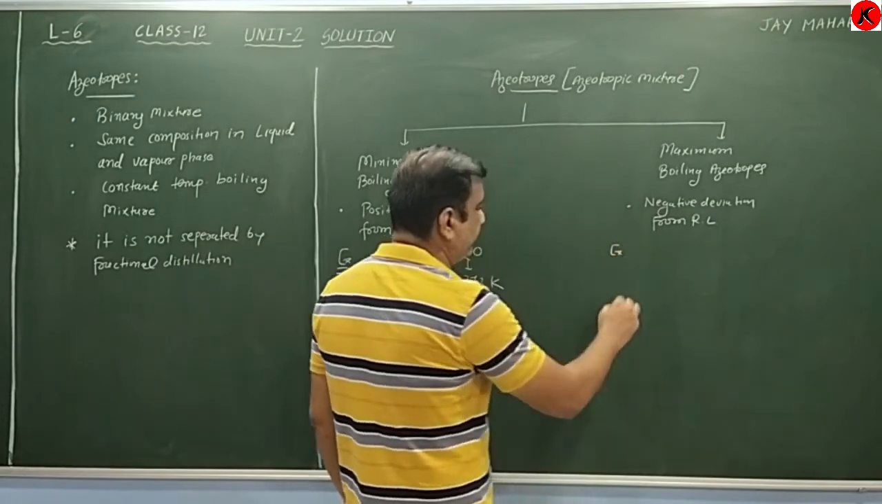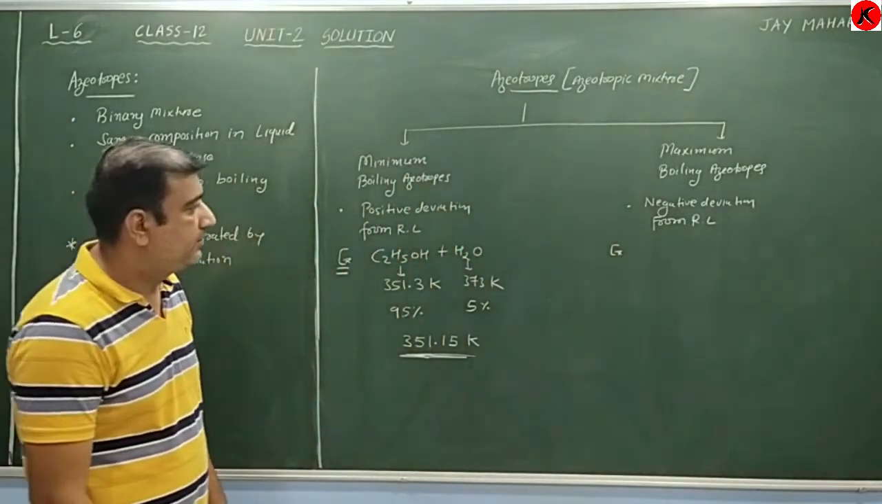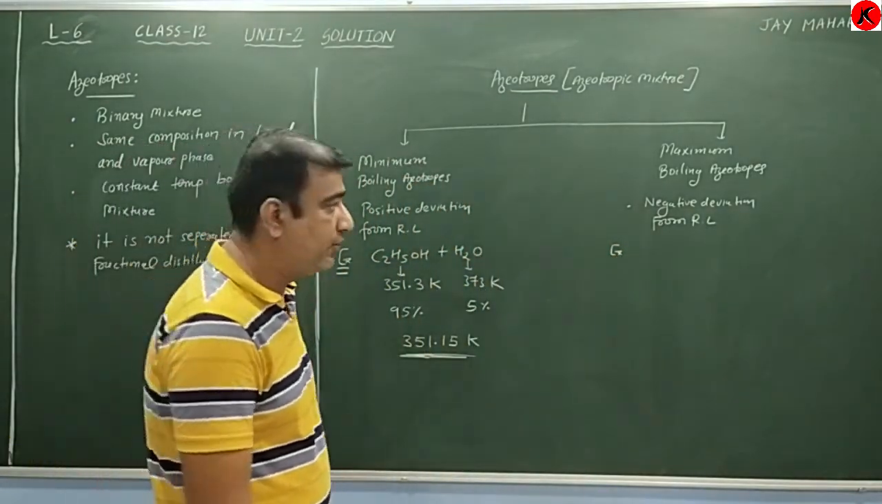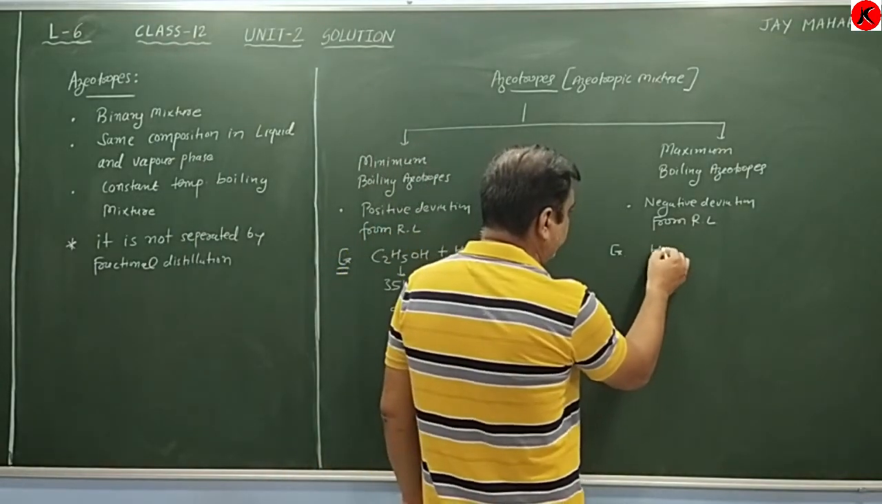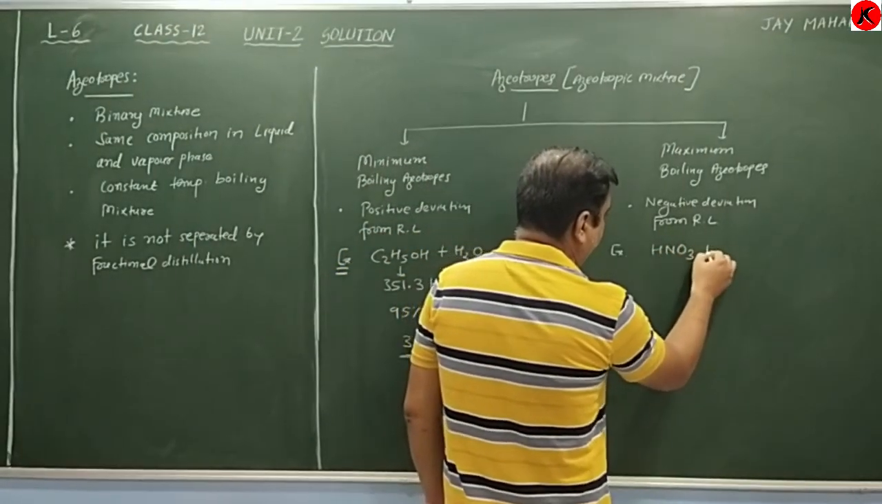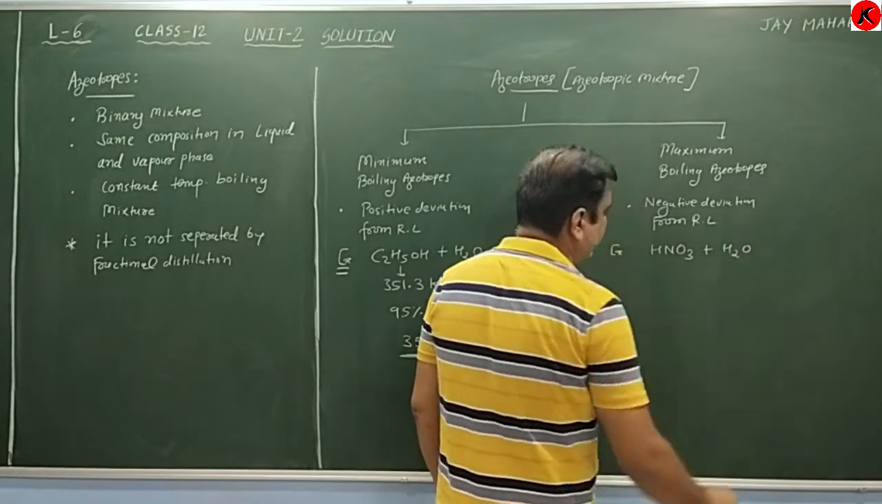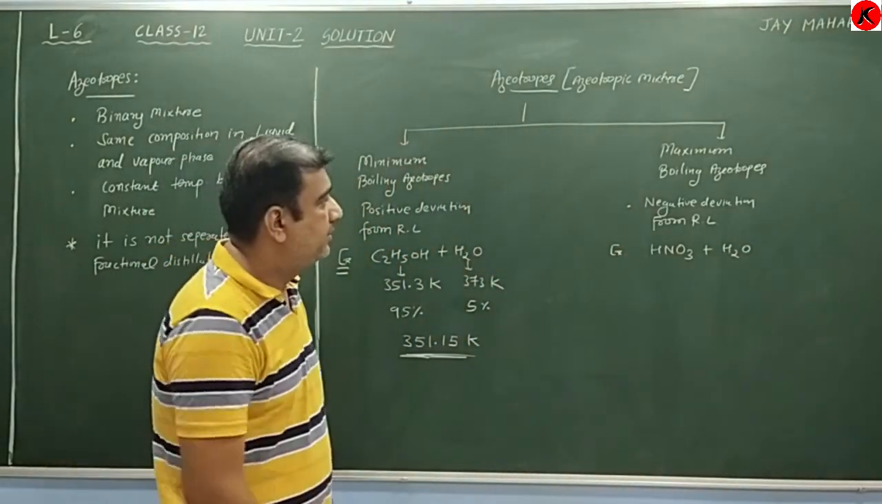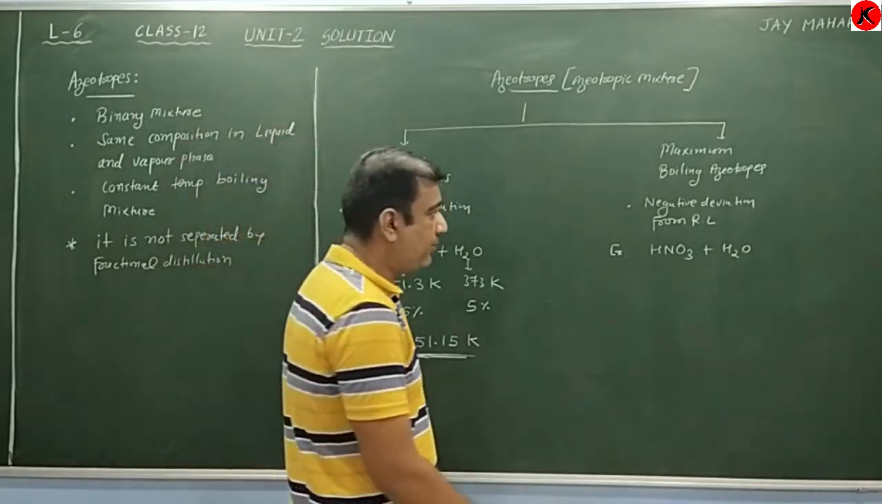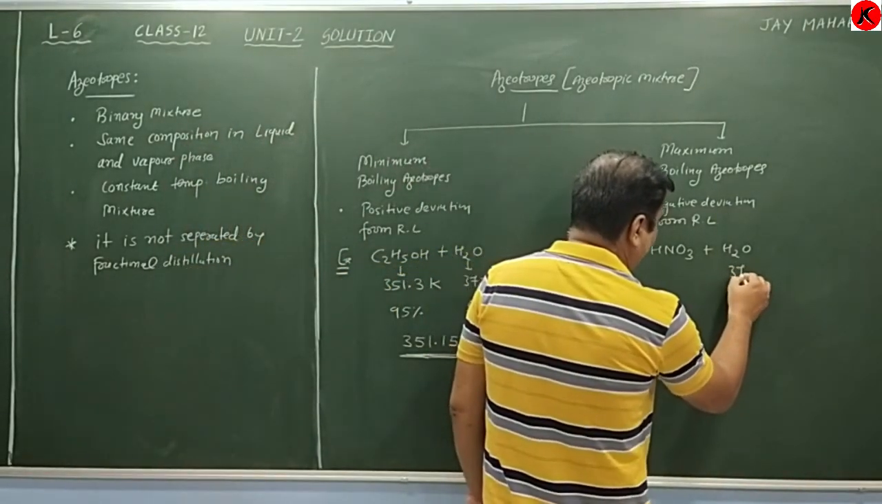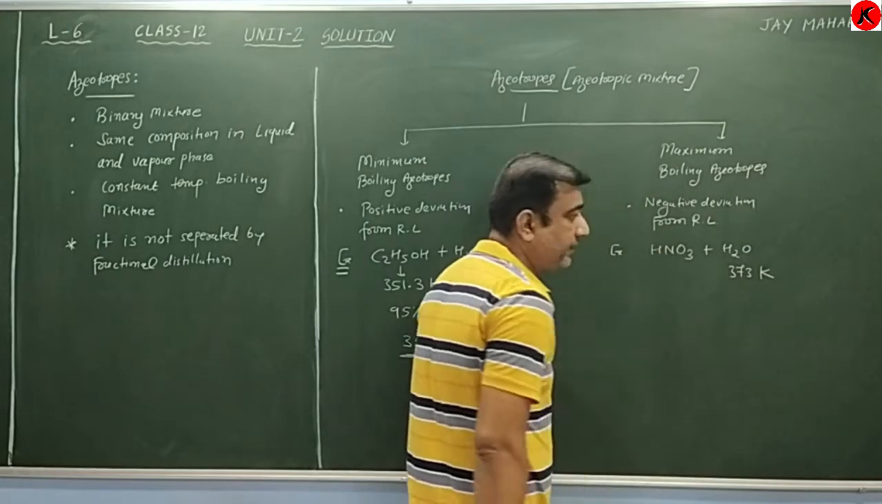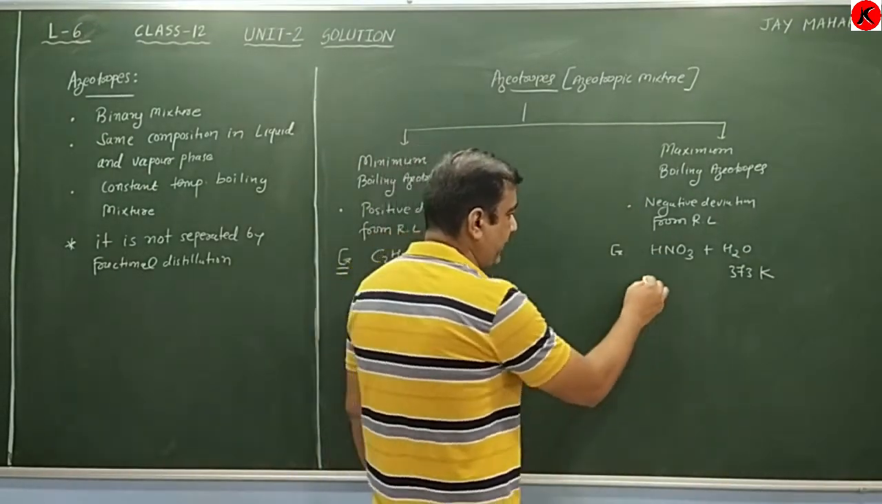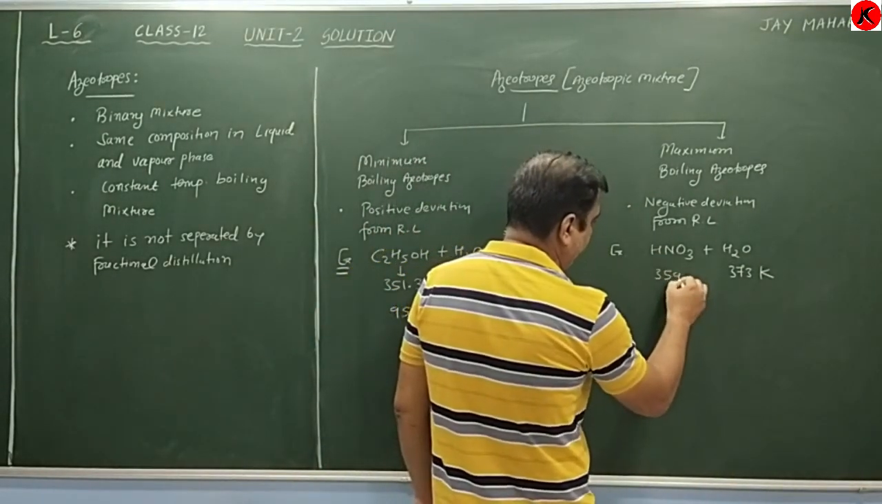Now here is an example of negative deviation from Raoult's law. Considering the example of nitric acid and water. Nitric acid and water form a negative deviation from Raoult's law. Water has a boiling point of 373 Kelvin. Nitric acid has a boiling point of 359 Kelvin.